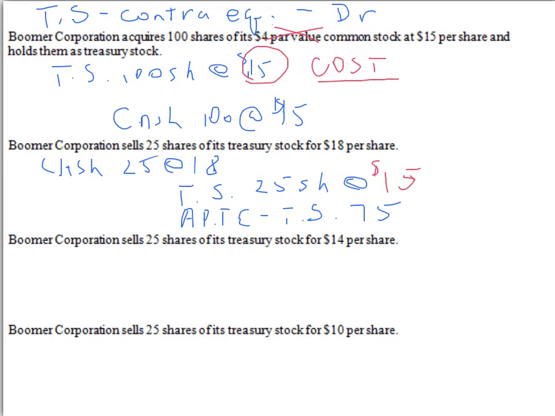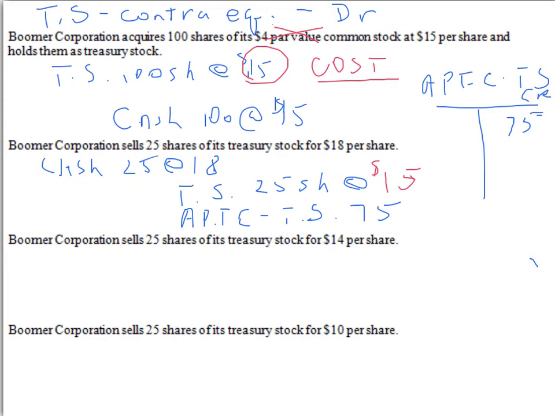Right away, I will go ahead and open a ledger for that account. So here's my additional paid in capital from treasury stock, and it's your regular normal balance credit. Credit is the normal balance for that account, and I'm going to write down here's my $75 that I was able to get on the credit side. So the account went up by $75.